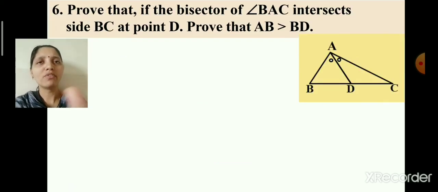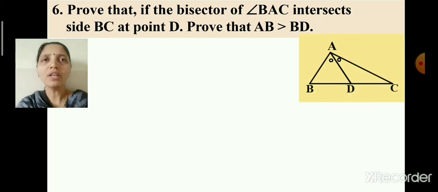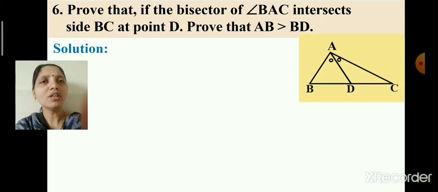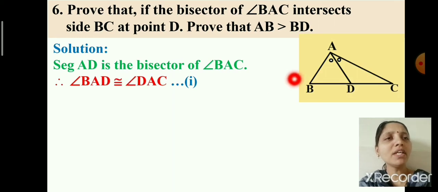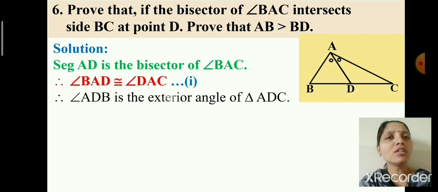Now let's try to solve the next sum, that is the sixth one. Prove that if the bisector of angle BAC intersects side BC at point D, then AB is greater than BD. Now let's start with the solution here. Seg AD is the bisector of angle BAC. It is given to us. Therefore, angle BAD is congruent to angle DAC. Write this as equation 1.